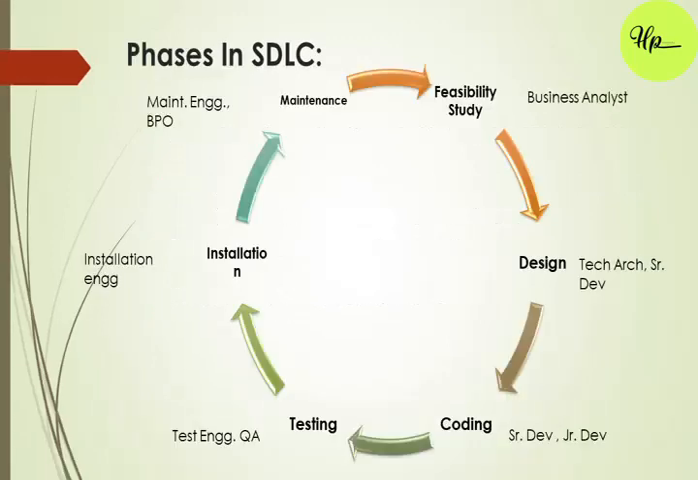Here you can see the different phases and who is involved in SDLC. First is feasibility study, done by the technical architect, finance manager, HR manager, and project manager. Then design, done by the technical architect and senior developer. Coding is done by senior developers and junior developers. Testing is done by the test engineer and QA engineer. Then installation, by the installation engineer and senior developer. And maintenance, by the maintenance engineer and BPO.